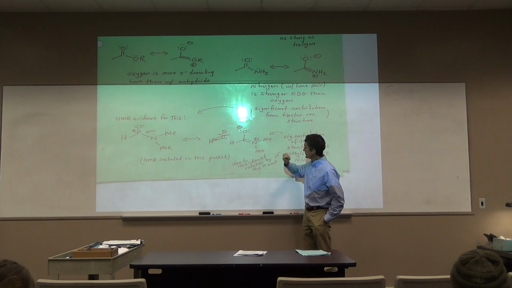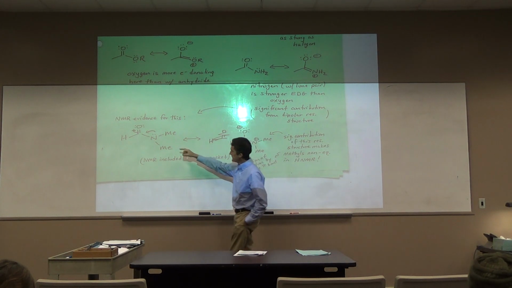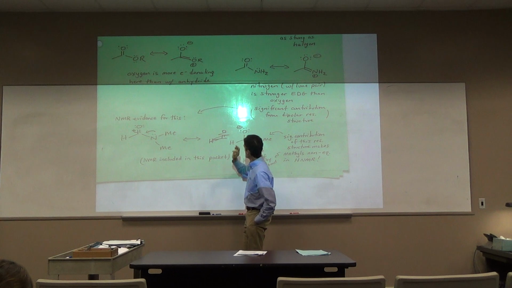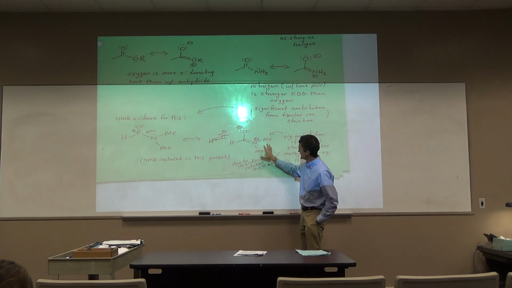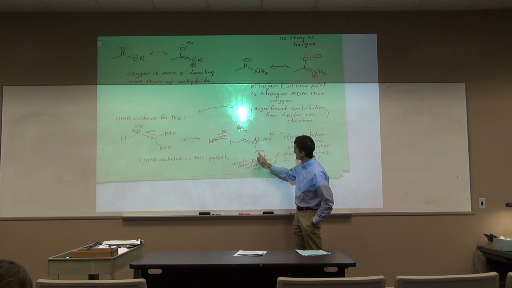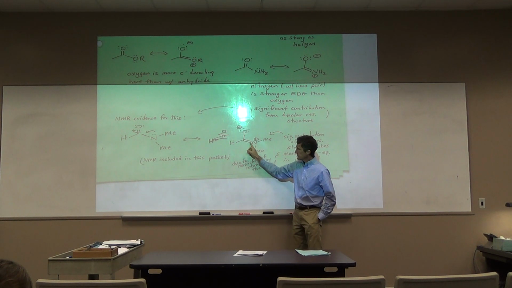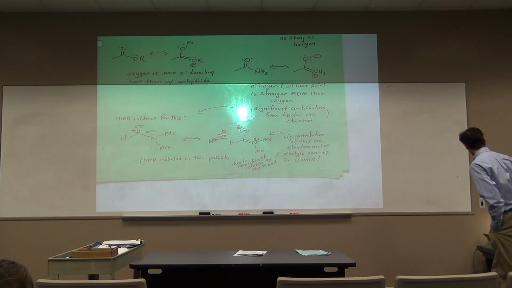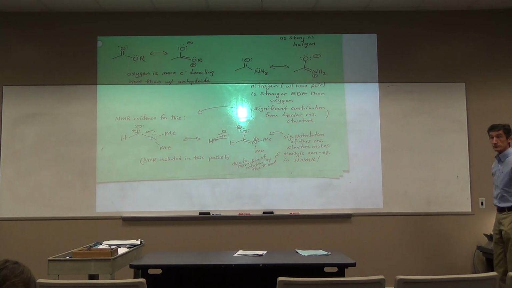We also saw proof of that because of the NMR of this compound, DMF. You look at the methyls, which should be equivalent, but they're actually not because of this structure contributing. One is cis to the oxygen, one is trans to the oxygen, because there's double bond character between the C and the N. And so the NMR was evidence of resonance.